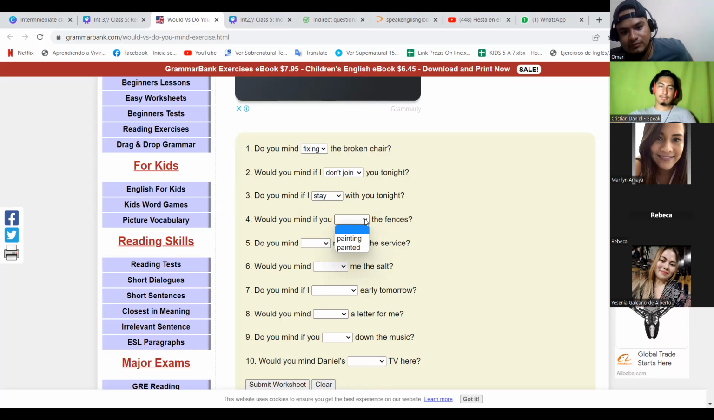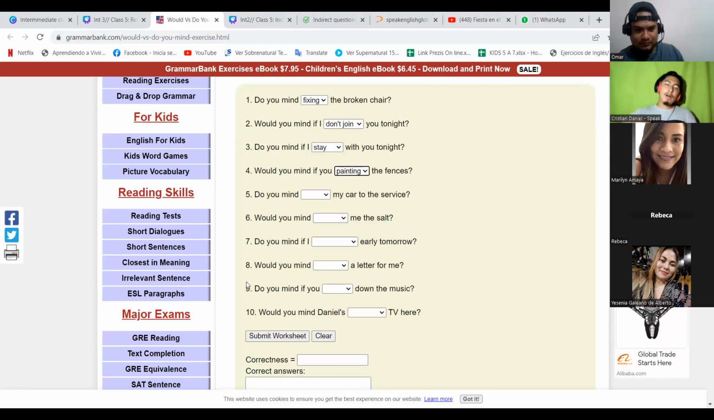Would you mind if you painting the fences? Okay, if you painting or painted? Painting. Painting, okay. Thank you. Let's see right now. Example 5. Okay, second round, everybody. So we will start with Rebecca. Rebecca, tell me, what is example 5 in your opinion?